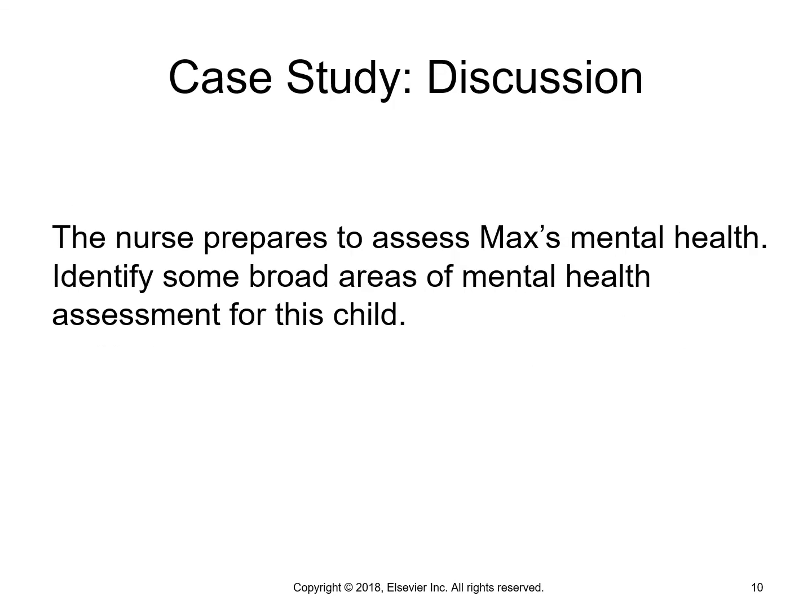So what are some broad areas of mental health assessment for this child? What are the things that you look for? You look for safety, general appearance, the socialization of this child, his activity level, speech, coordination, motor function, affect, manner of relating, intellectual function, thought process and content, and also characteristics of play.